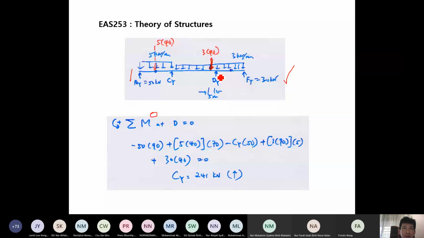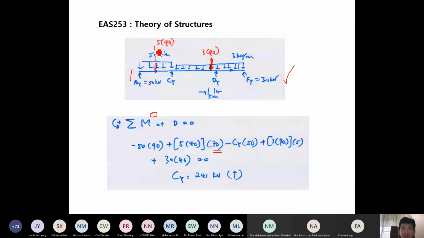Then 540, 5 multiplied with 40. So this is the equivalent force due to this distributed load. And this is UDL, so it is acting at the center of this distance here. So this is 20. If you want to take moment at D, this is 50, this is 50 here. So 20 plus 50 gives us 70, which is the perpendicular distance from the equivalent force of this UDL to point D, the perpendicular distance.